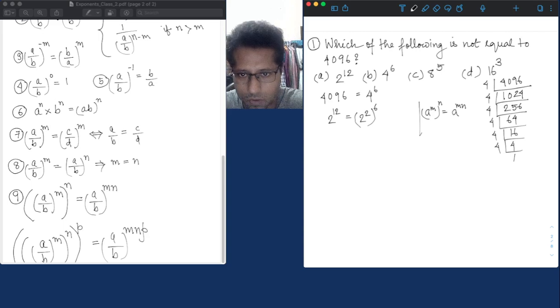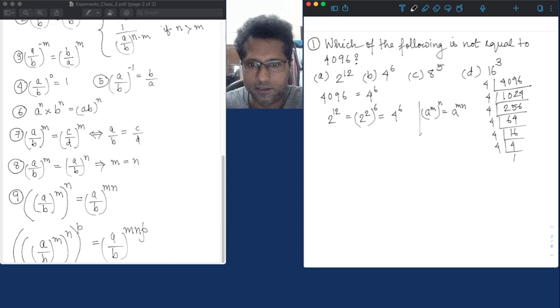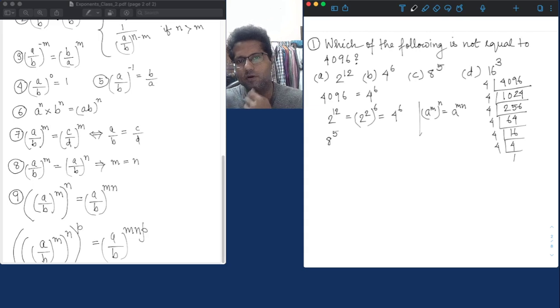Okay, now we see that this is 4 to the power 6. So option A is also 4 to the power 6. Option B is already given 4 to the power 6. And let's see what is C. C is 8 to the power 5. Now clearly, which of the following is not equal to 4096?